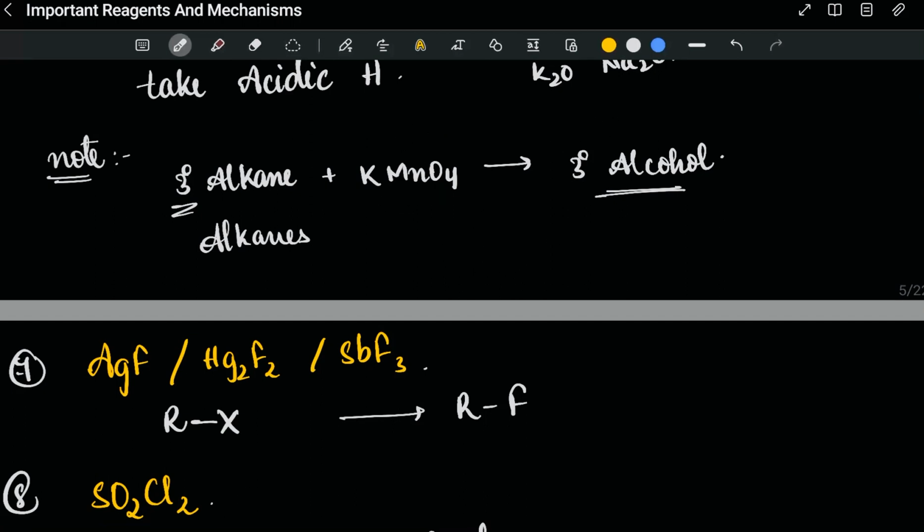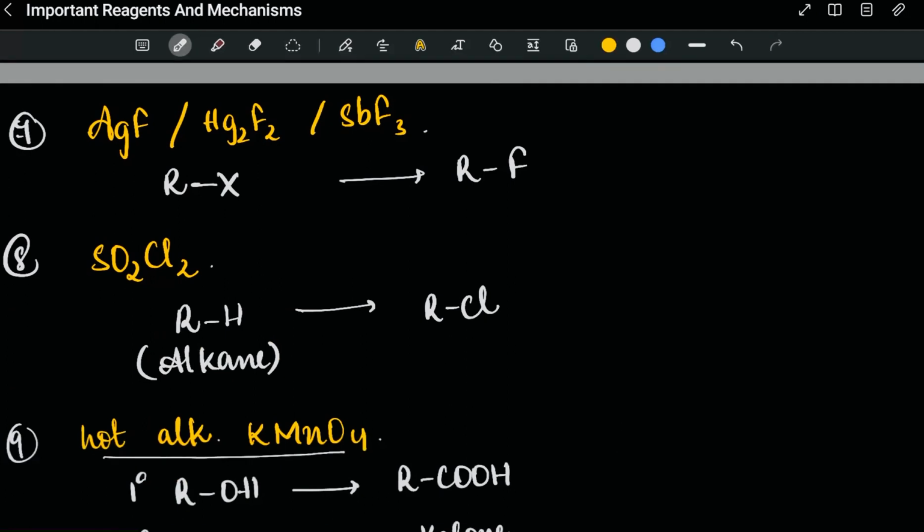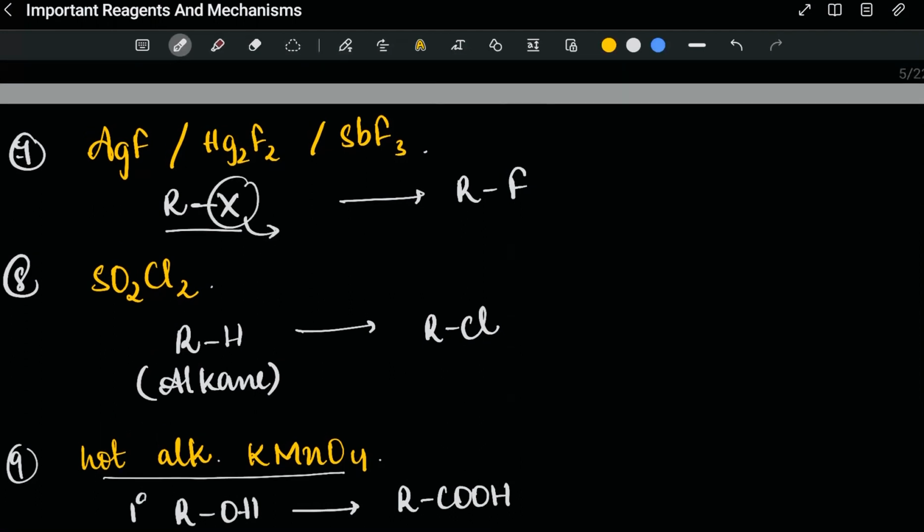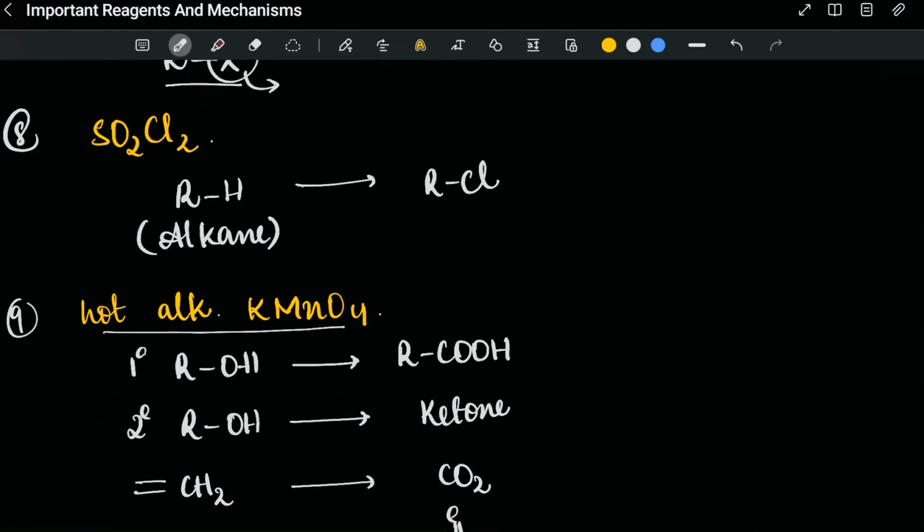Okay. Now, the seventh reagent is inorganic fluorides. Inorganic fluorides help in the formation of fluoroalkyl halides, alkyl fluorides, or whatever you want to call them. RX, X is already a halogen, so this helps in halogen exchange. RX can be converted into RF using AgF, Hg2F2, or SbF3. This is given in the alkyl halides chapter. And the next one is SO2Cl2. SO2Cl2 is a really strong halogenating agent, and it is used in converting alkanes to alkyl halides.